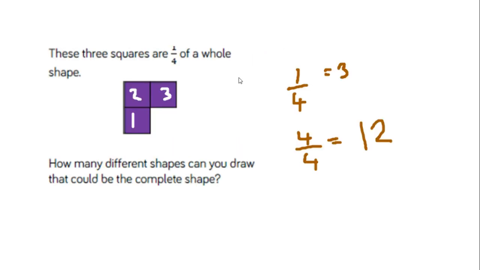So I haven't got any answers on screen. Hopefully you'll send me your solution to show me. Basically, you could draw any shape which has 12 squares as long as you've got these 3 in this orientation.